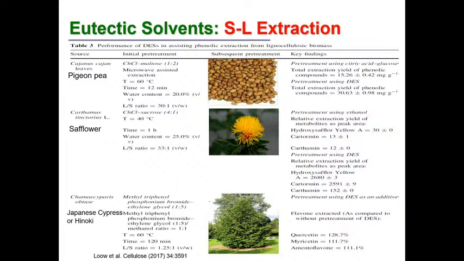Another one is the Japanese cypress, or hinoki, Chamaecyparis obtusa, using another type of eutectic, a phosphonium one, methyltriphenylphosphonium bromide with ethylene glycol, 1 to 5, and 50% methanol. But it's so much water, so much methanol, you can ask if they are still eutectic solvents. I think maybe you have this discussion in another lecture, but I can assure you that we also had doubts about this. Well, in this case, we have an increase in the phenolic extraction, but not so big an increase.